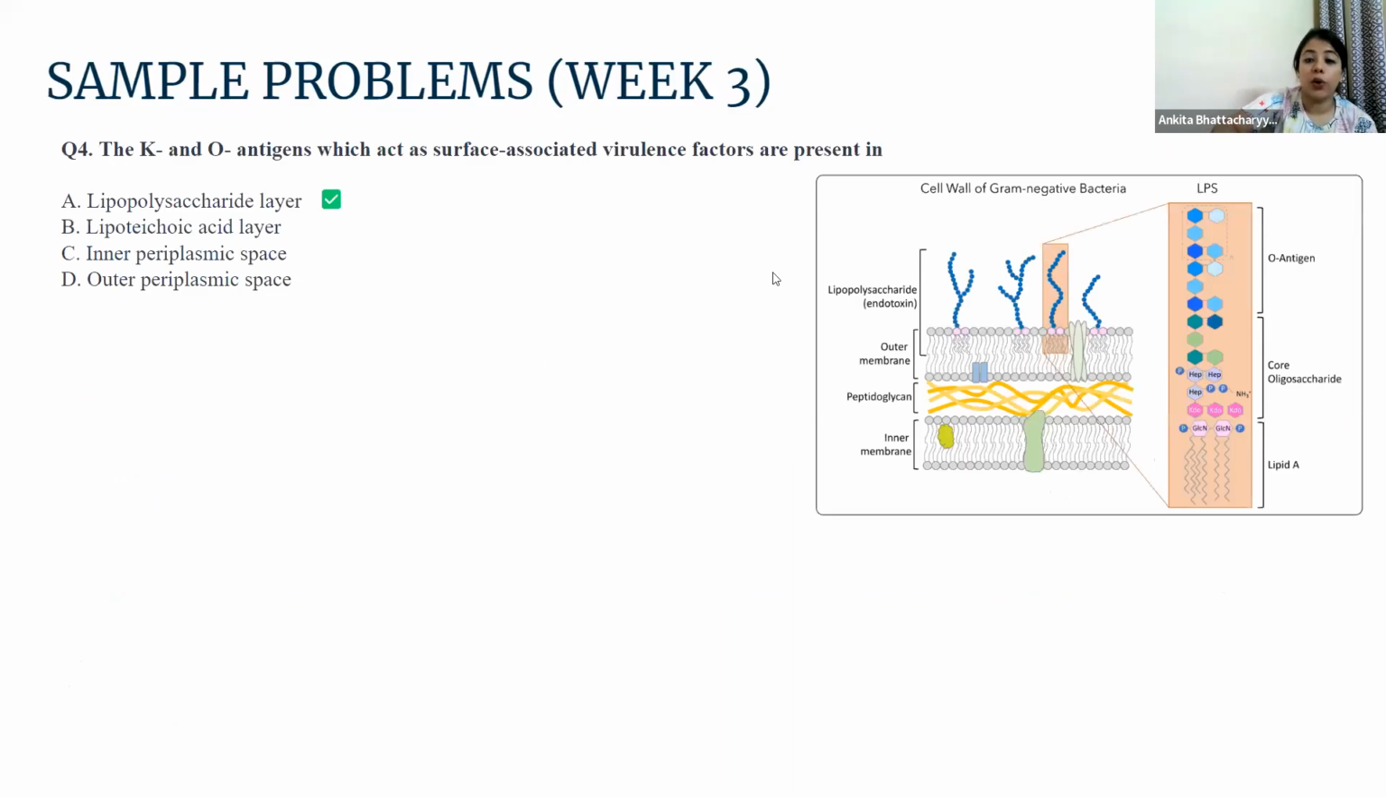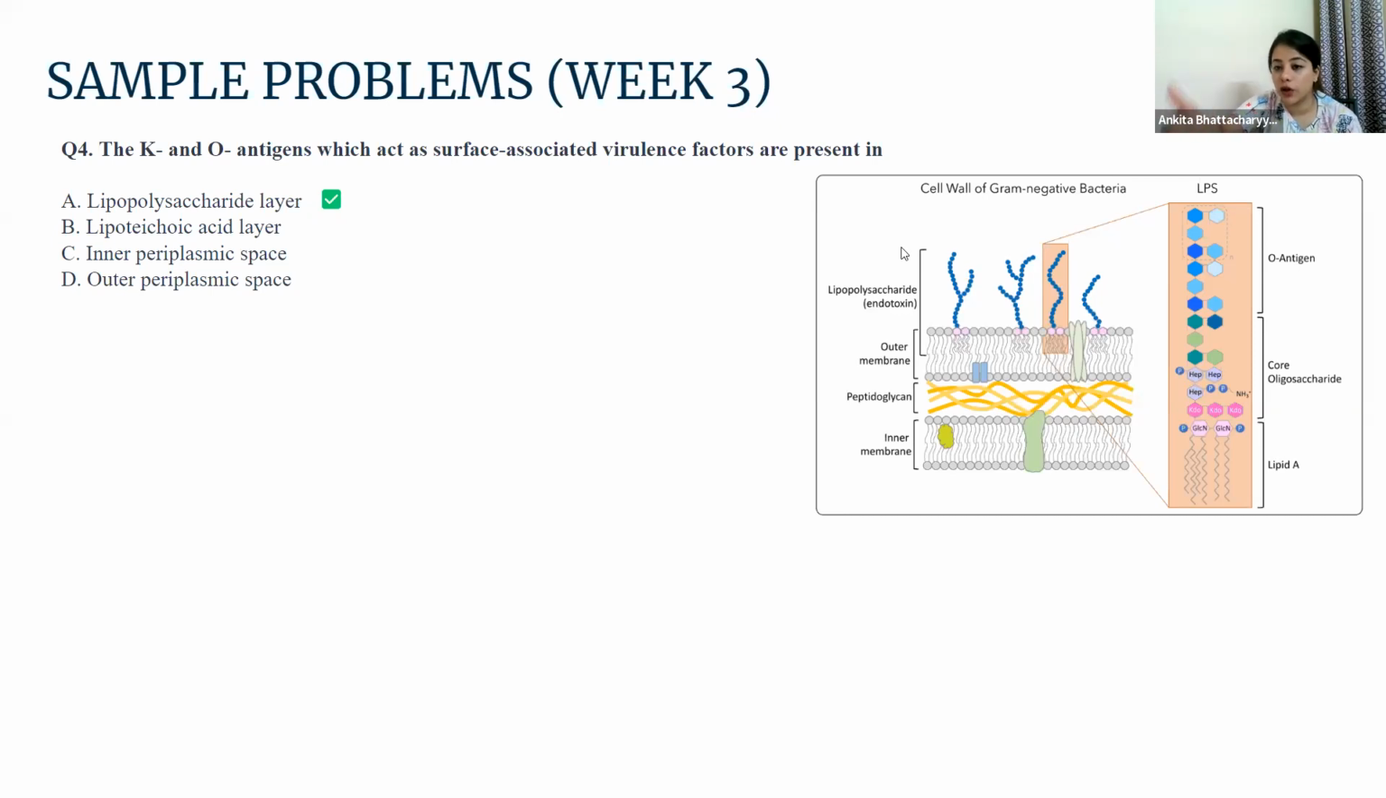The K and O antigens, which act as surface-associated virulence factors, are present in A, the lipopolysaccharide layer or the LPS layer, B, the lipoteichoic acid layer, C, the inner periplasmic space, or D, the outer periplasmic space. So here you can already see the answer. The correct answer for this question is the LPS layer.